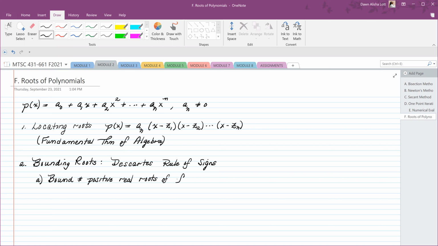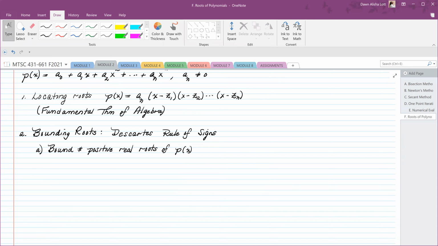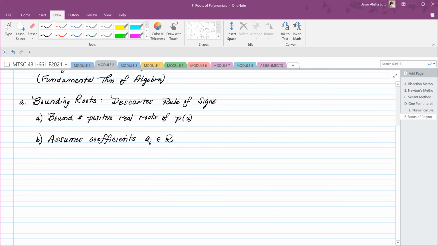And honestly, guys, I don't even remember these, the Descartes rule of signs. I would have to look that up again. Okay. Oh, I think I kind of got it. And then it assumes the coefficients, all of the Ai, are real numbers.